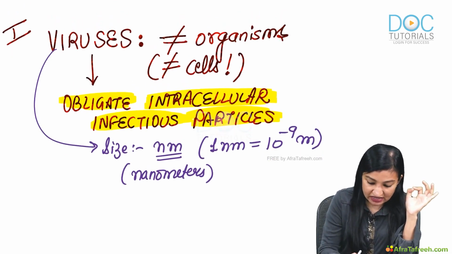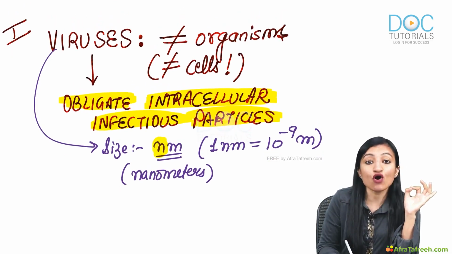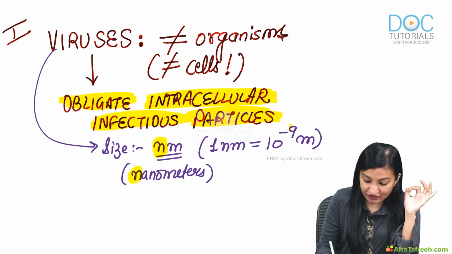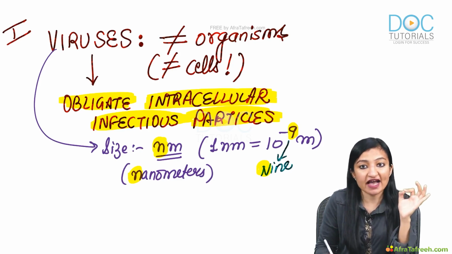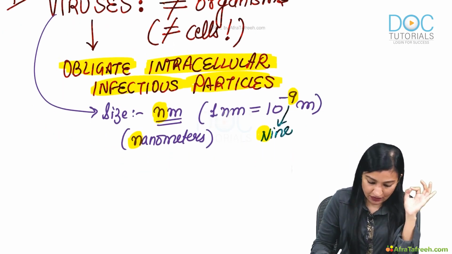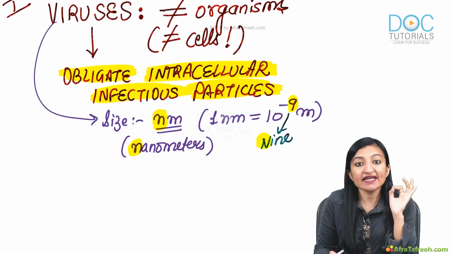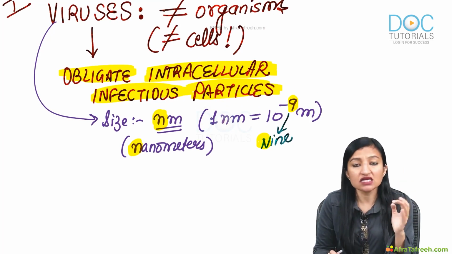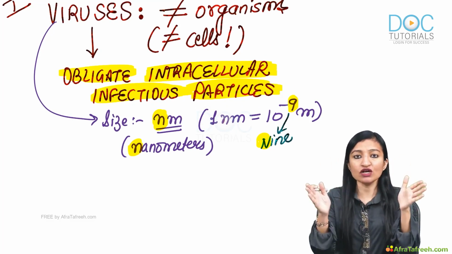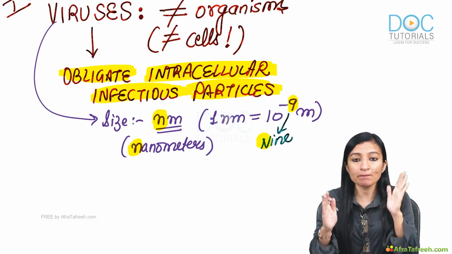Guys, it is easy to remember. N for nano, N for 9. So these are obligate intracellular infectious particles. They are very small. How small? Their size is measured in nanometers.